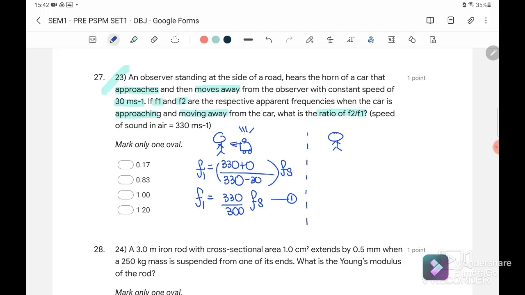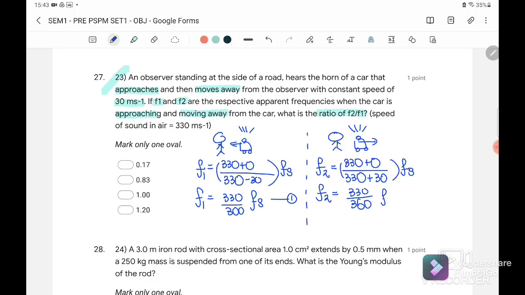The second case is when the car is moving away from the observer. So when it's moving away, the apparent frequency heard by the observer will equal to (330 + 0) over (330 + 30 meter per second) times the frequency of the source. Therefore, F2 is equal to 330 over 360 times the source frequency. So this is our second equation.